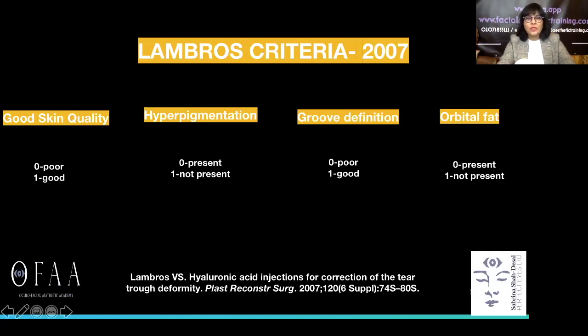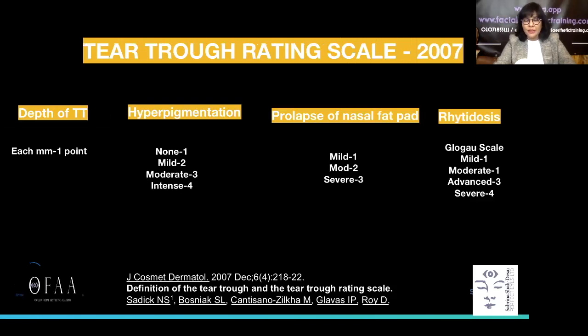But his scale was very minimalistic. It was 0 was poor, 1 was good, that kind of stuff. So it was a very simple scale, looking at the correct things, but perhaps not offering more than that. Sadiq, around about the same time in 2007, came up with his tear trough rating scale, again looking at similar things, but giving them a more detailed score system. So he was looking at the depth of the tear trough, which is from the anterior lacrimal crest, how deep the tear trough goes in. And of course, he gave a point for this, but this is a difficult scale to implement. The depth of the tear trough is a difficult scale to implement in clinic. Hyperpigmentation, prolapse of nasal fat pad, and loose skin based on the Glogau scale.